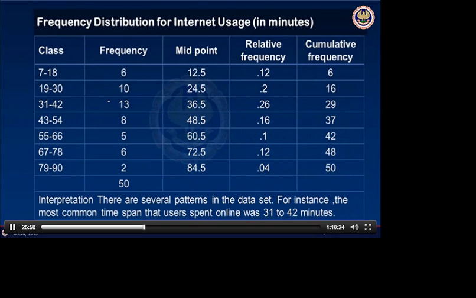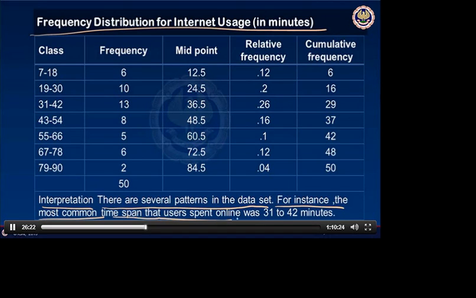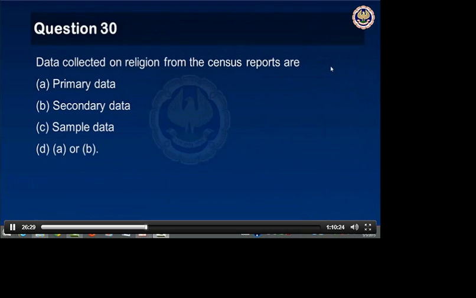So now we have put the data back into a more graphical, more presentable form. This is the frequency distribution continuum, and these are the frequencies, midpoints, relative frequencies. Now the calculations have been taken off, and the data looks like this. Our interpretation would be that there are several patterns in the data set. For instance, the most common time span that users spent online was between 31 to 42 minutes. So this is our answer to our question. Thank you very much. Okay, so now we move on to question number 30.